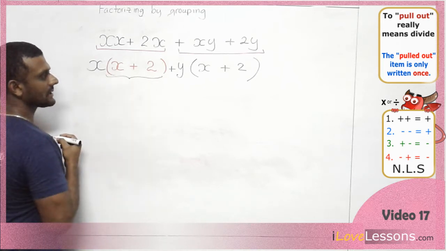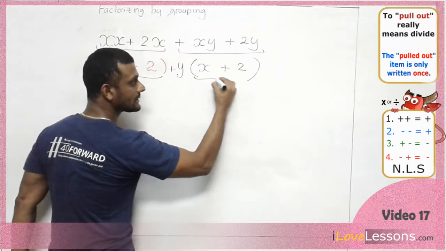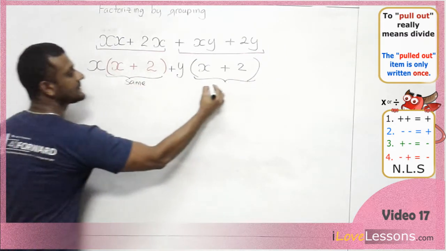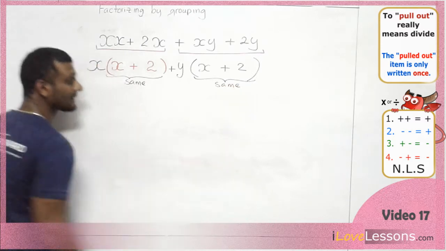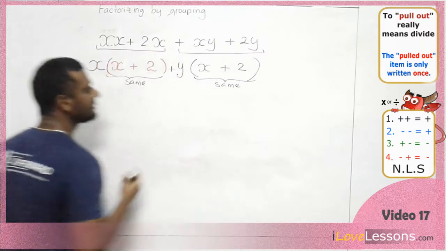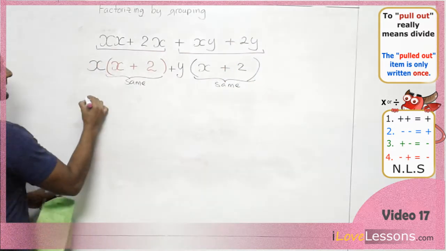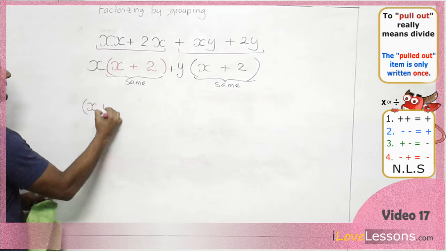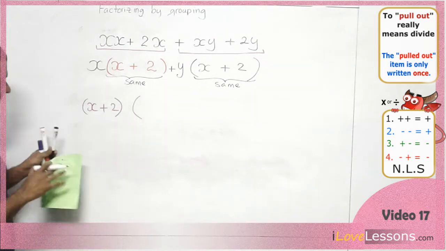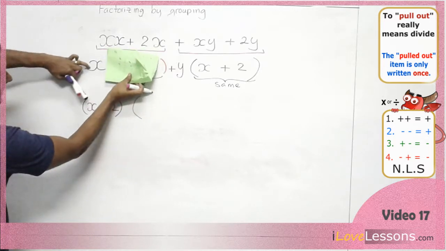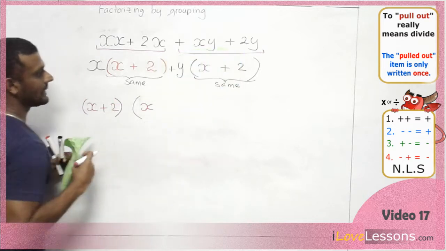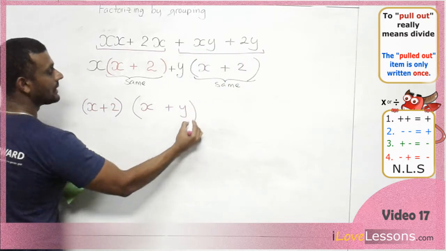Don't I have x plus 2 here? Don't I also have x plus 2 here? And these two items are exactly the same. So this comes like a smiley face now, and this comes like a smiley face. Let's pull out the x plus 2. If we pull out the x plus 2, what will be left here? X. And if I pull out the x plus 2 here, I'll be left with y.